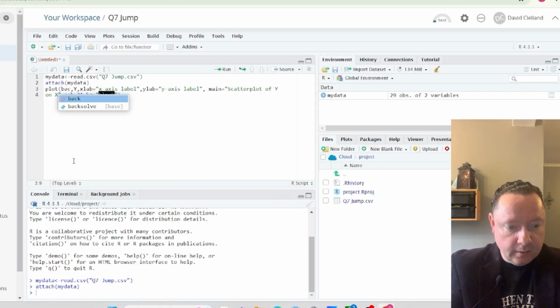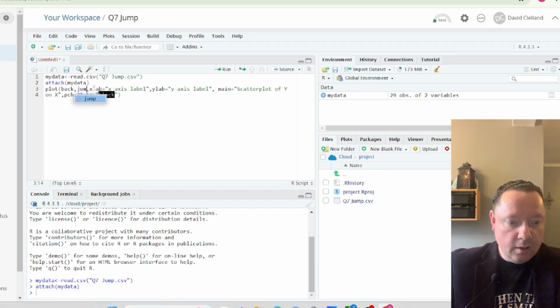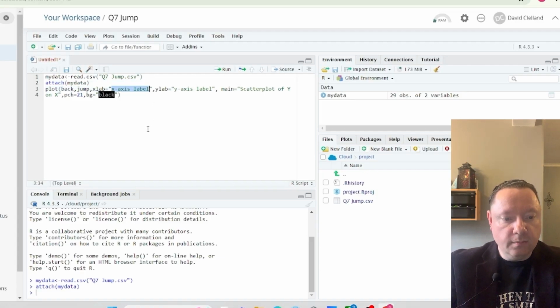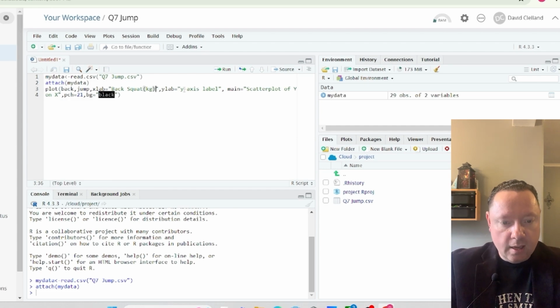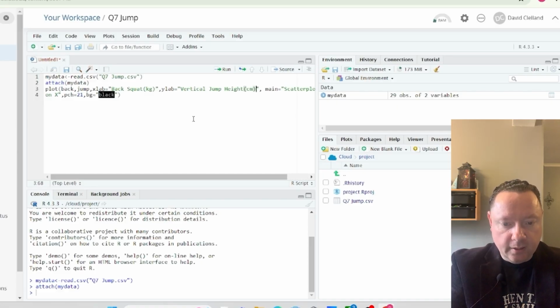Start typing back and hopefully it'll come up. And vertical or jump. You can check the data anytime you want to see what the variable name is. xlab, the x-axis label, so we want a label for the x-axis: back squat, I think it's going to be in kilograms, and ylab, the y-axis label: vertical jump height, I think that'll be in centimeters.